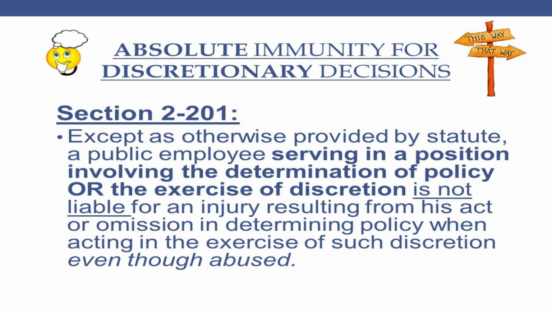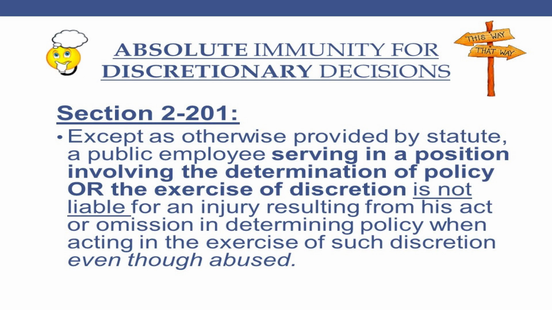Section 2201 provides absolute immunity for discretionary acts. It reads as follows: except as otherwise provided by statute, a public employee serving in a position involving the determination of policy or the exercise of discretion is not liable for an injury resulting from his act or omission in determining policy when acting in the exercise of such discretion, even though abused. Now, that is quite wordy as usual, but within Section 2201, we find an immunity that applies to you, your board, and your college, even if the conduct at issue was willful and wanton, meaning it was deliberate.